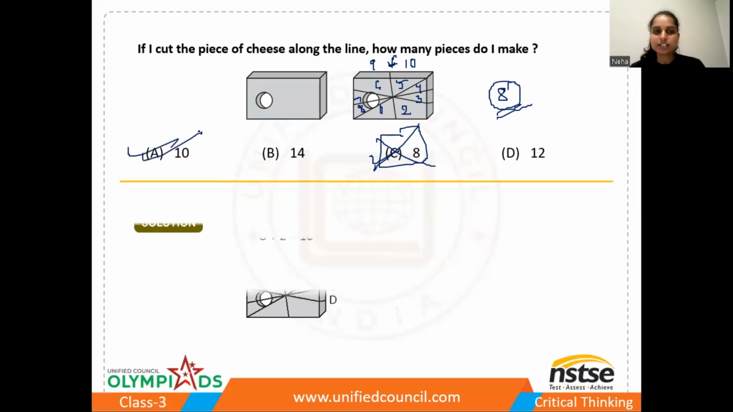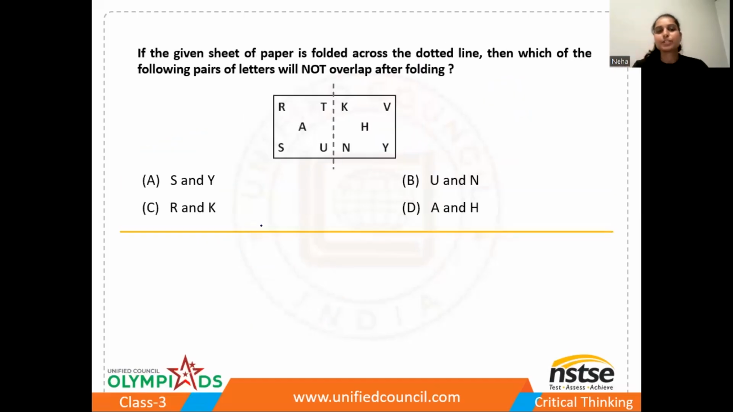So just stay focused in these types of cases where you can make a mistake. Okay, so 8 plus 2, yes, 10 is the right answer. Perfect. Now let's move to the next question. So here is the next question, my dear students.